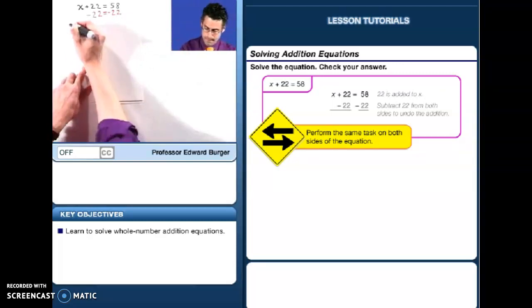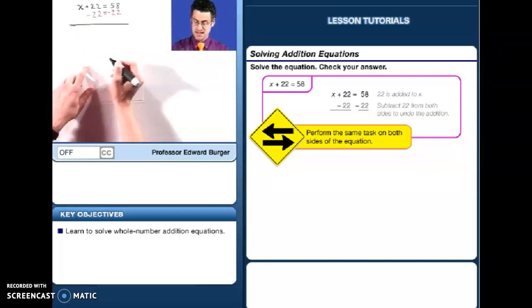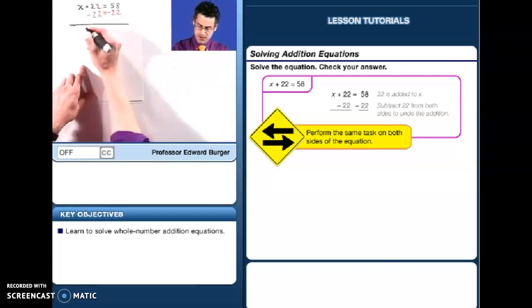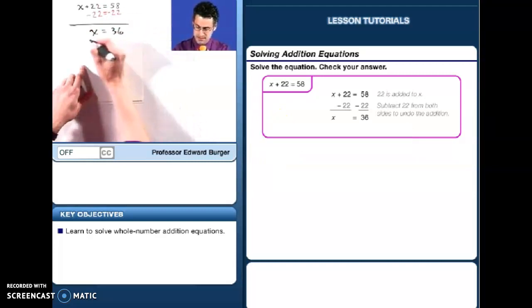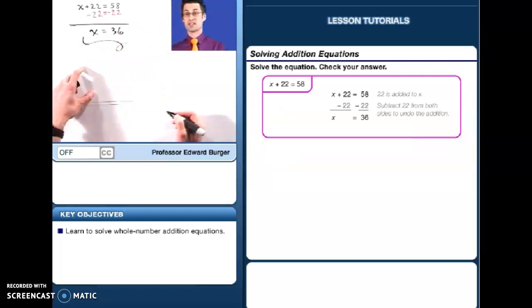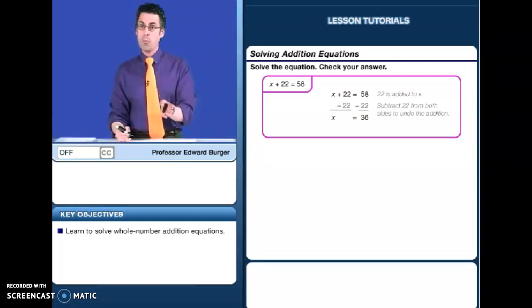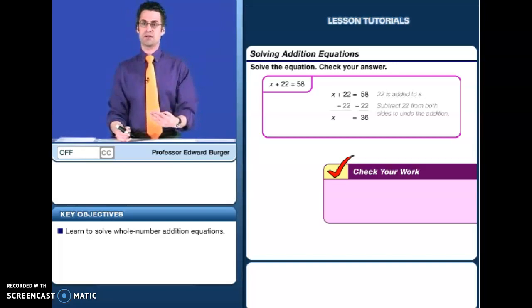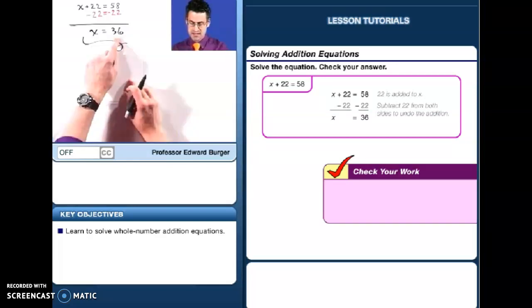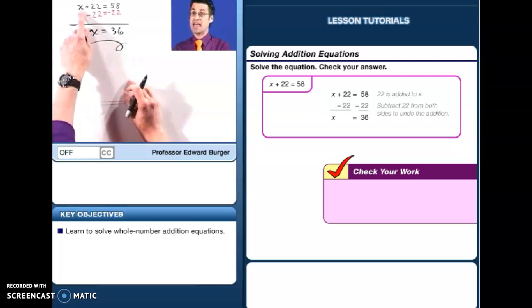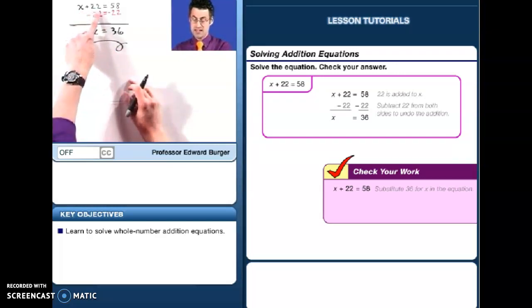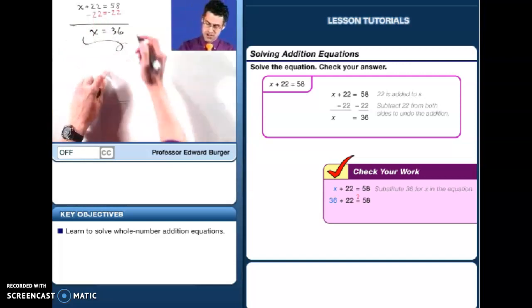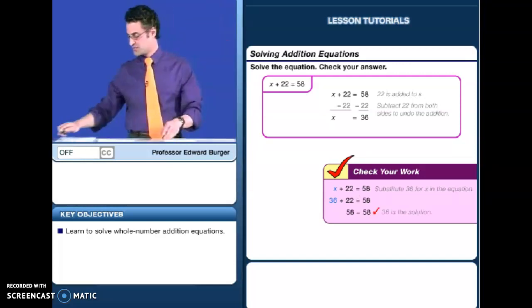Now what happens when I do that? Well, this is easy, because 22 minus 22 is 0. So I'm left with x equals, and 58 minus 22, 36. And so there's the answer, x equals 36. Not sure? No problem. You can always check your answer by just substituting the 36 into the original equation and see if the two sides are equal. If you put in 36 here, 36 plus 22, in fact, equals 58. So it checks. And we found a solution.